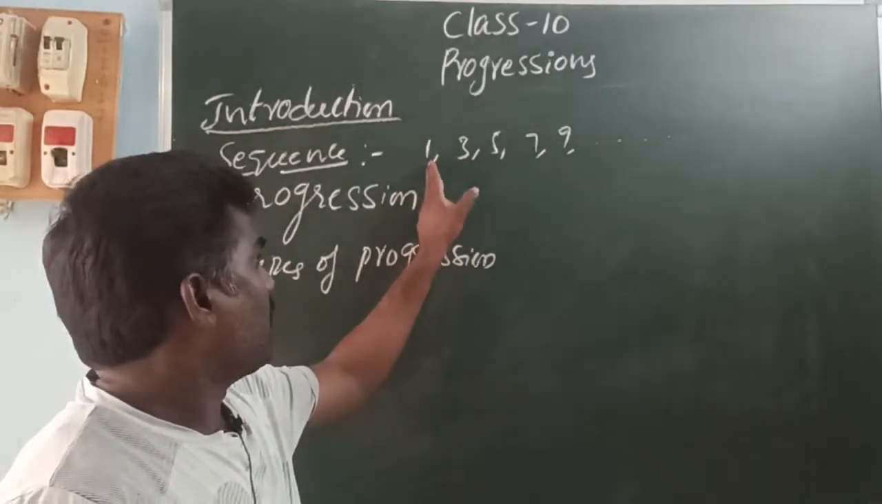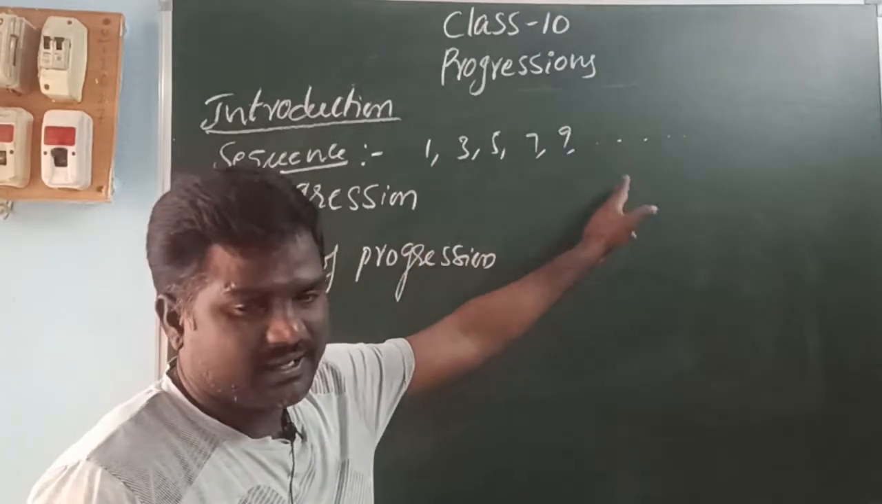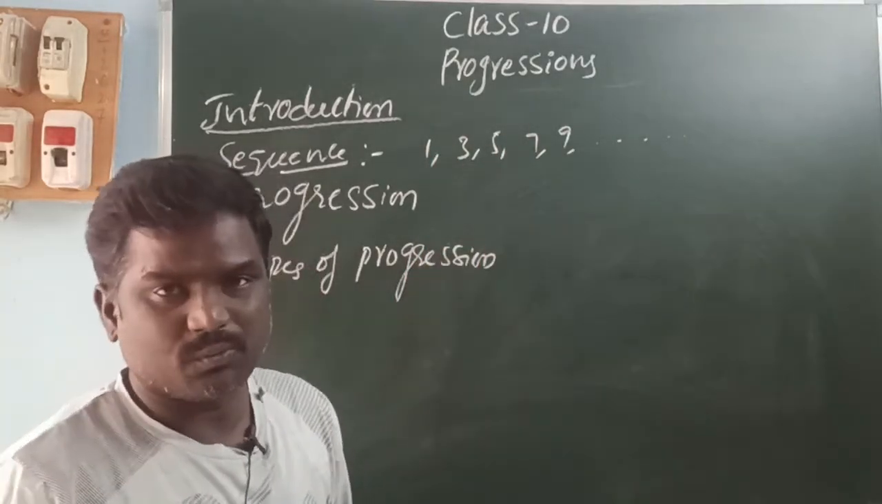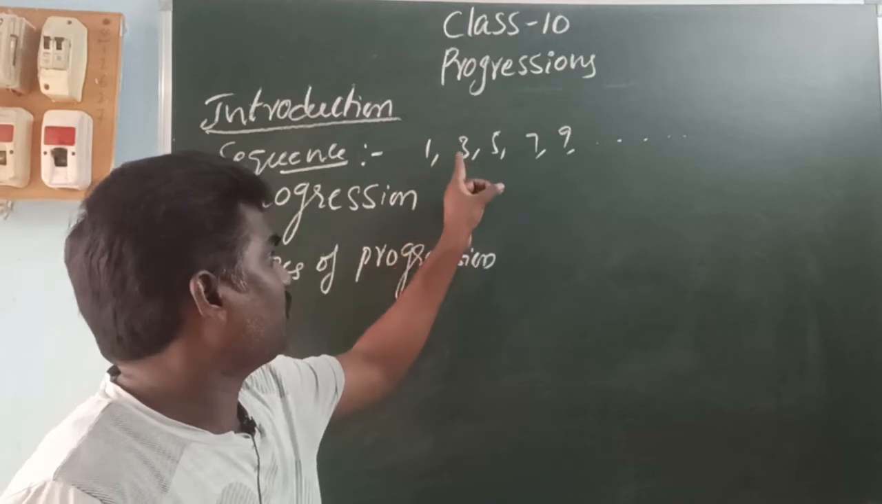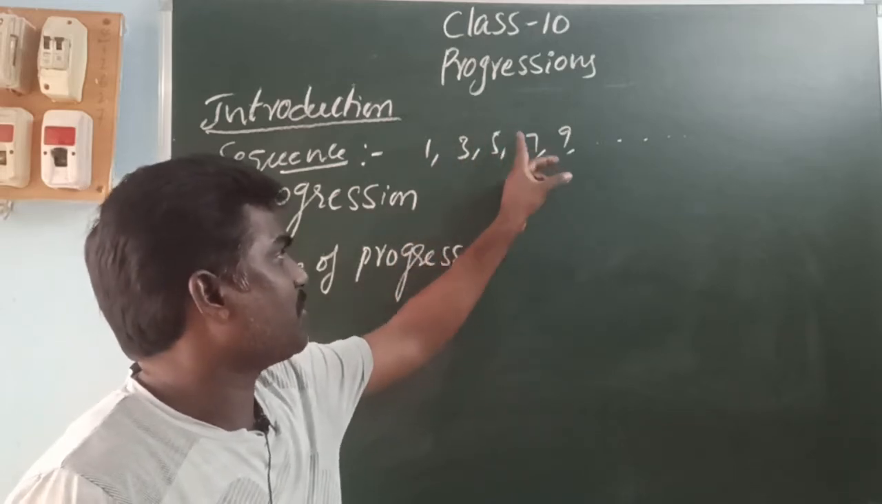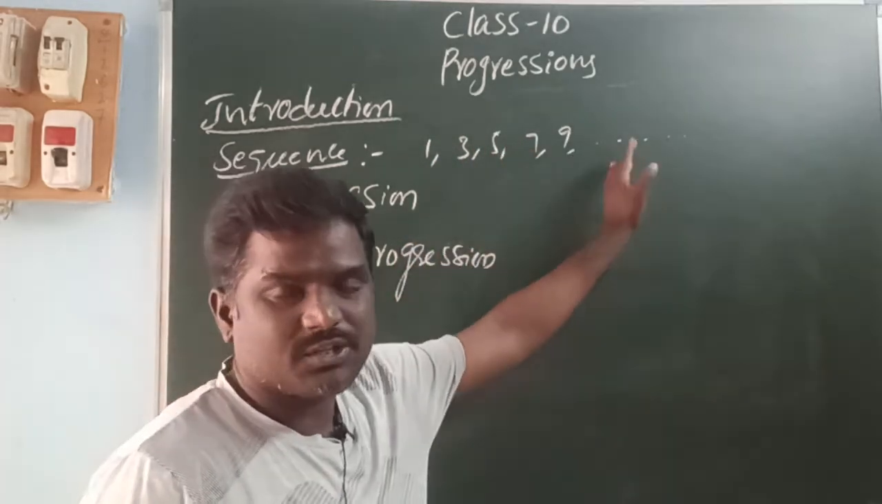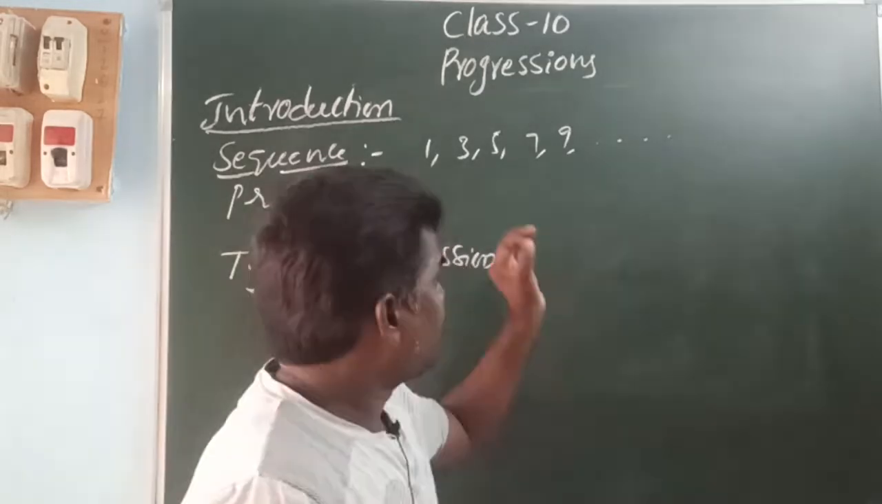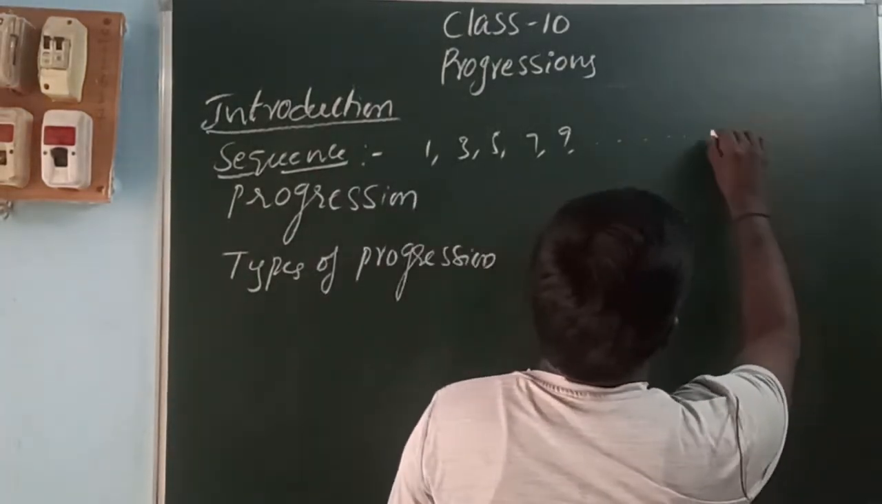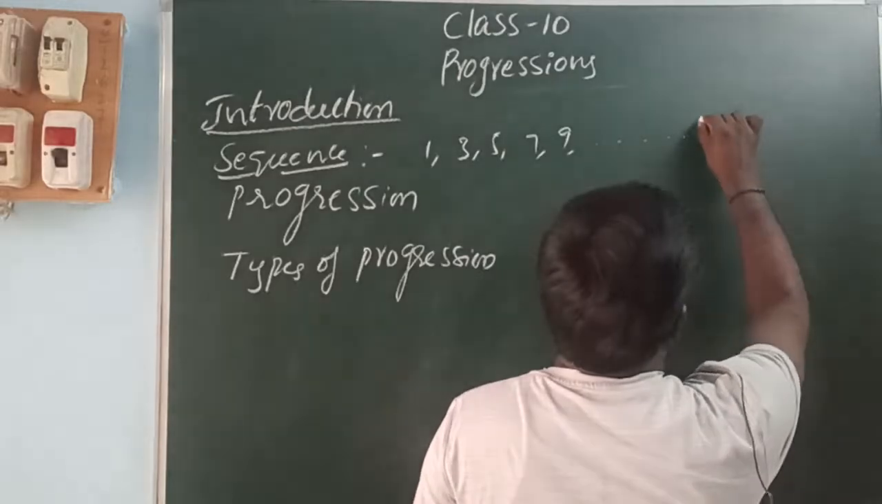Why? Here 1 3 5 7 9, these digits follow one rule. What is the rule here? 1 plus 2 is 3, 3 plus 2 is 5, 5 plus 2 is 7, 7 plus 2 is 9, 9 plus 2 and so on. These numbers follow the 2n plus 1 rule.